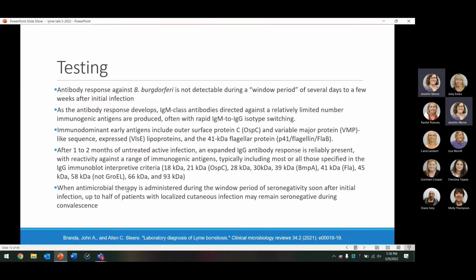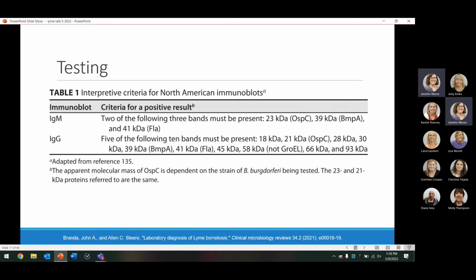So if someone was given antibiotics during that window period, so early in the infection, up to half of patients will not ever develop antibodies. So again, just to know that if someone's treated early and they test negative later, it does not mean they did not have Lyme. So this gives those lists of those bands for the Western blot.